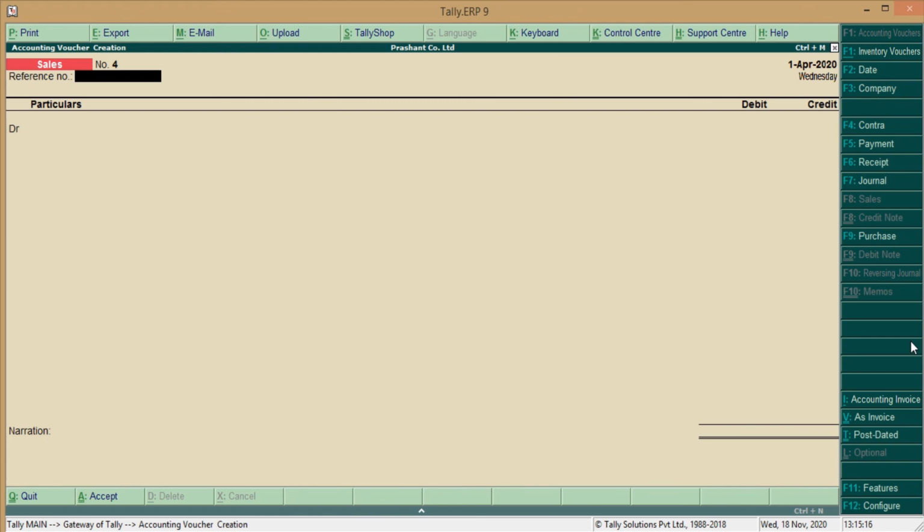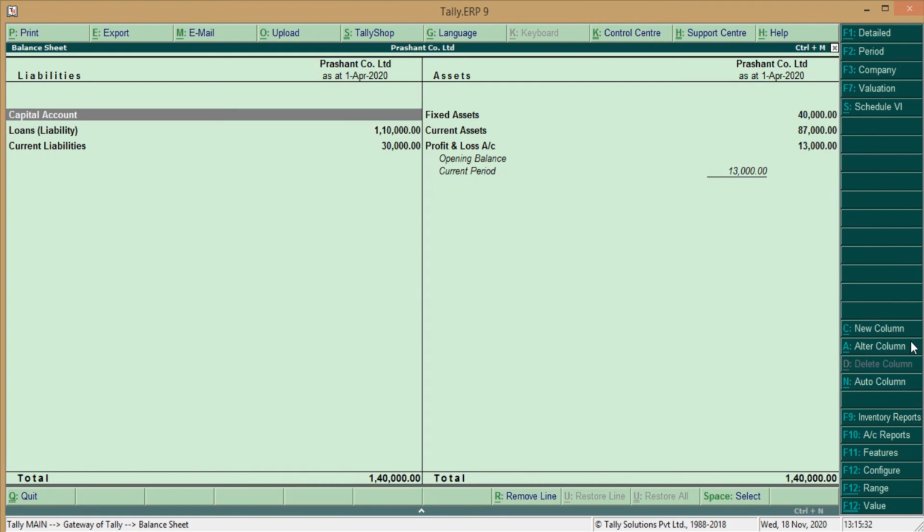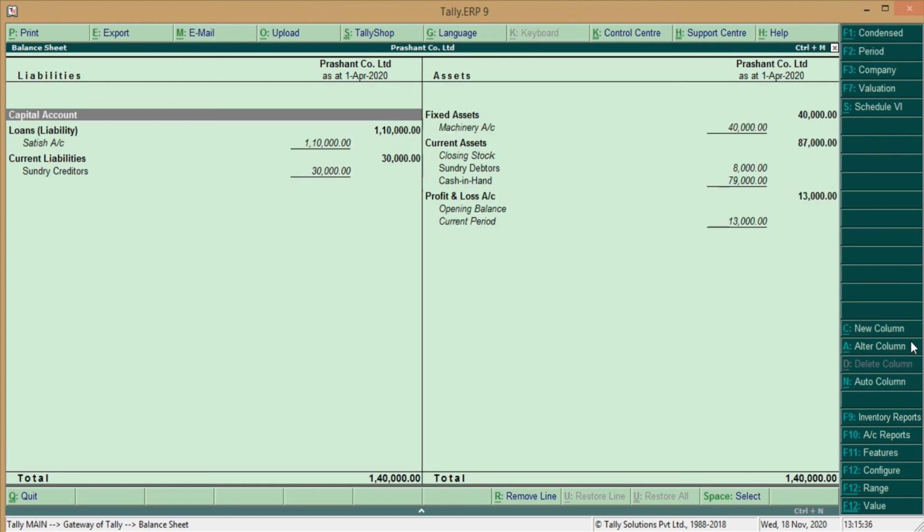So all the transactions are completed. Press the escape key to go to the Gateway of Tally. Now we should show the balance sheet. So go to the balance sheet in the report section and press enter. Here we get the balance sheet. Press Alt F1 to expand the view. This is our balance sheet for the transactions made today.